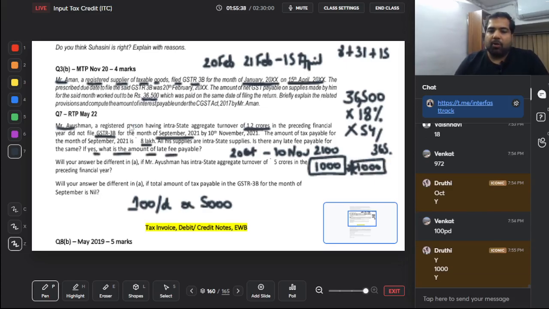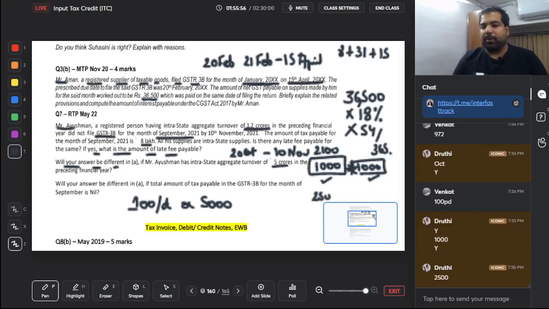If yes, what is the amount of late fee payable? 1000 under CGST, 1000 under SGST. Next. Will your answer be different if Mr. Ayushman has intrastate aggregate turnover of 5 crores? Guys, if you have turnover of up to 5 crores, then this is 2500. You will have to pay 2500 under SGST and CGST both.